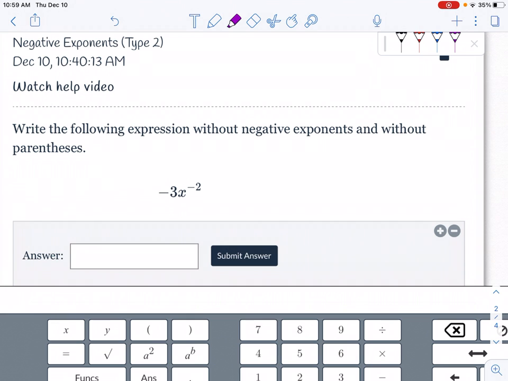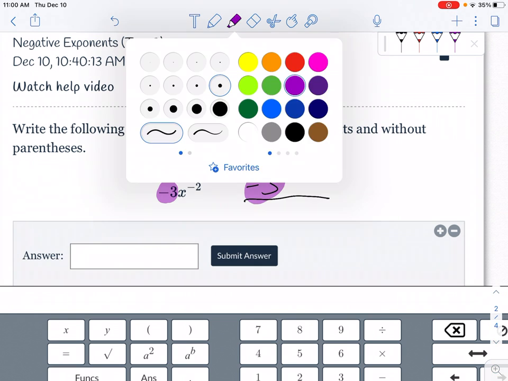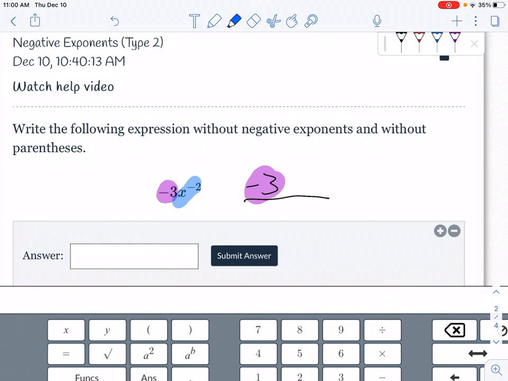So again, this -3 is happy where he's at. Even though it's a -3, it doesn't have a negative exponent. It's just a -3. So -3 gets to stay where he is. He's happy. He's fine. X to the -2 is unhappy and needs to move downstairs to become positive. So we get the answer -3 over x raised to the second power.